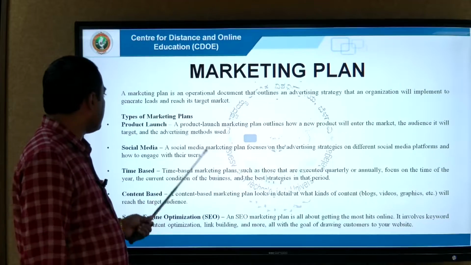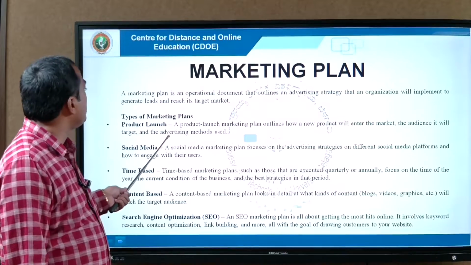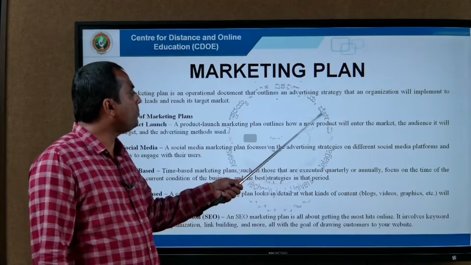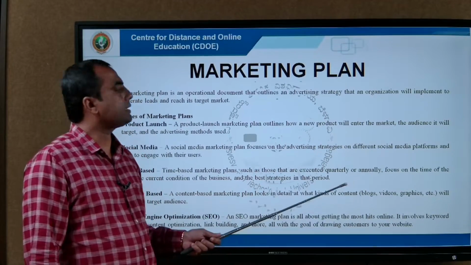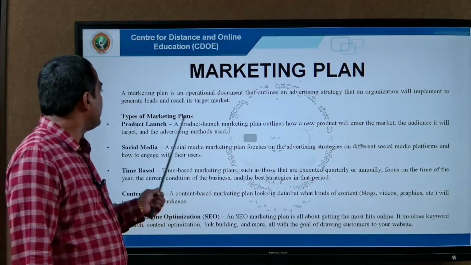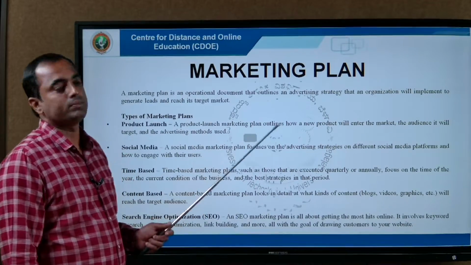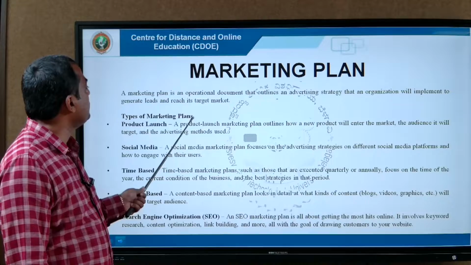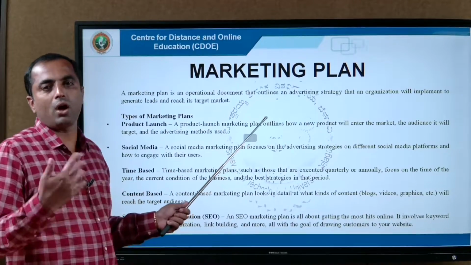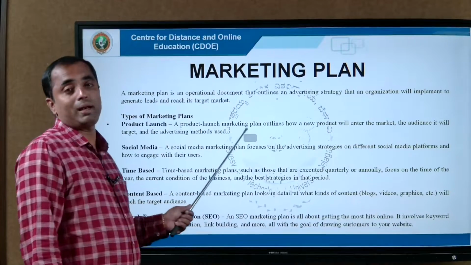Types of marketing plans. One is product launch. A product launch marketing plan outlines how a new product will enter the market, the audience it will target and the advertising method which is to be used. So, if you are looking at any new product which can be launched, we basically call that a marketing plan too.